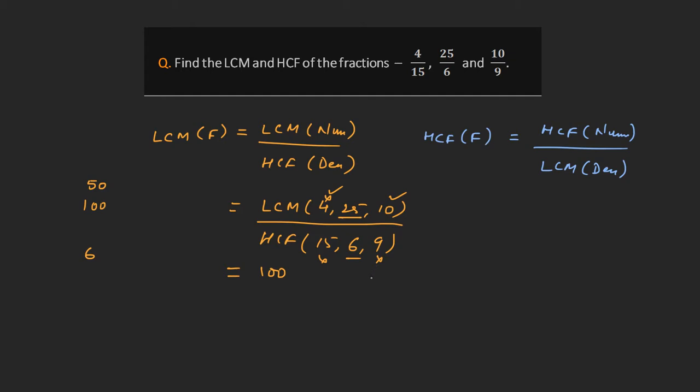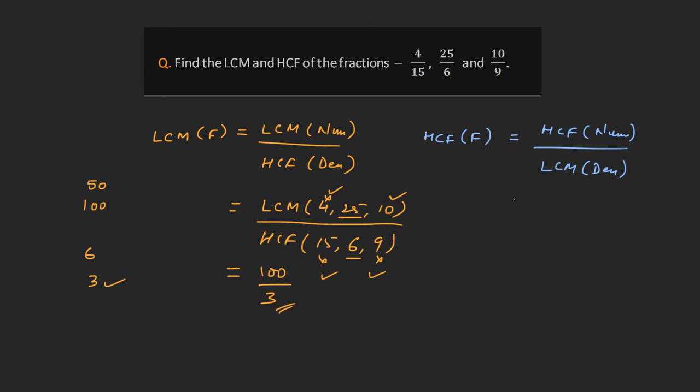6 is not their factor. The next greatest factor is 3, and it works. 3 does divide into 15 and 9 evenly. So 3 is the HCF. So the LCM of these fractions would be 100 over 3.